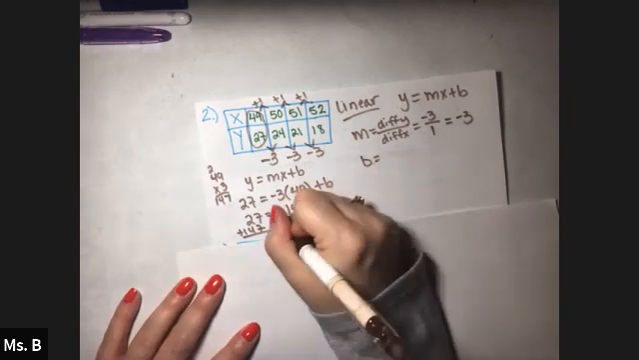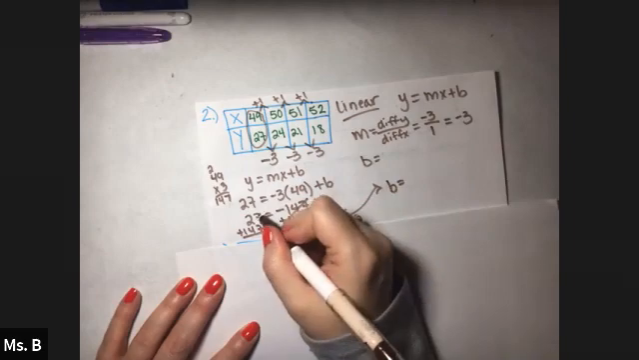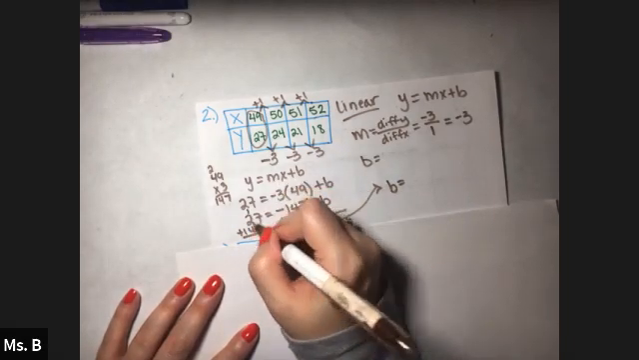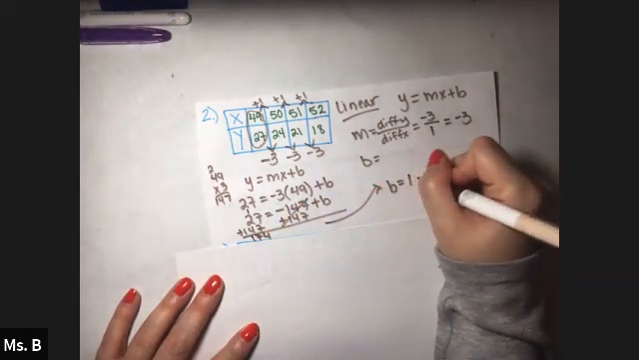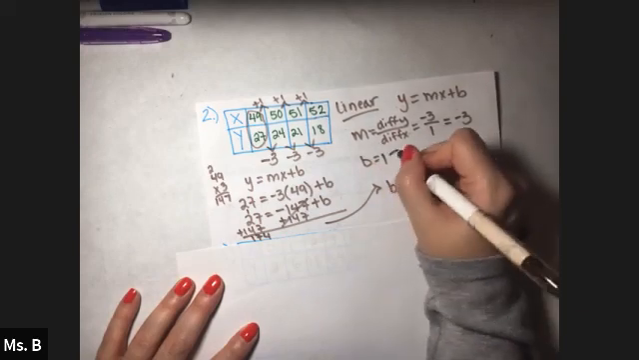Okay, so these cancel out. I'm going to write it over here. So we get b equals, and we're going to add this together. So 7 plus 7 gives us 14. 4, 5, 6, 7, 1. So b equals 174. Because I could have written it right there.